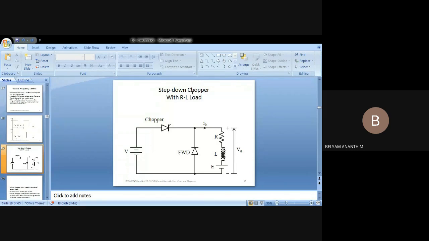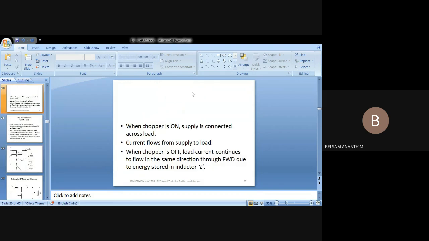So here RL, L and E are connected across the output side, acting as the load here. RL and E together act as a load. That load may be considered here as the output voltage V0. When the chopper is on, the supply is connected across the load. You all know current flows from the supply to the load. And when the chopper is off, current continues to flow in the same direction through the freewheeling diode due to the energy stored in the inductor. I told you all those things, right?